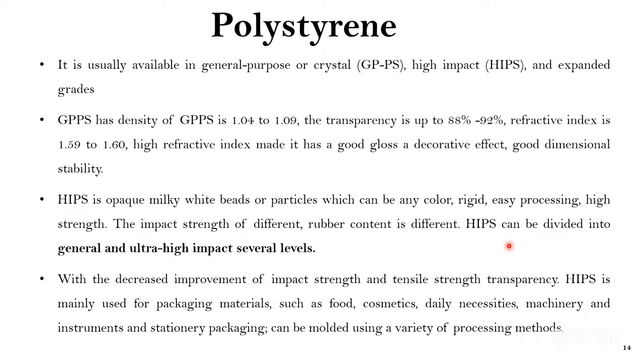That is the reason HIPS, meaning high impact polystyrene, is mainly used in packaging materials such as food, cosmetic, daily necessity, machinery, instrument, and stationery packing, and can be molded using a variety of processing methods. So these are the major applications of your HIPS. In packaging, basically this HIPS is used.